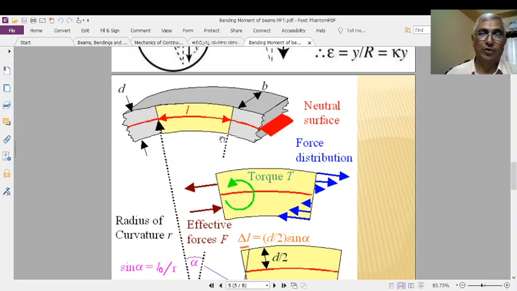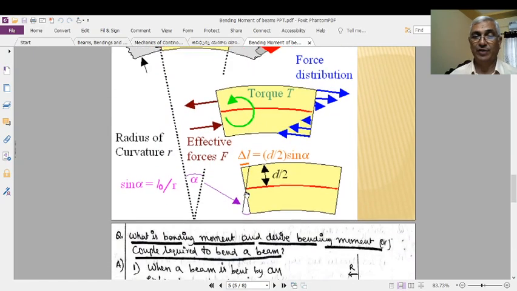The lowest layer gets the maximum force. This is the distribution of the forces from the neutral layer. These are uniformly varying forces. I hope you will understand here. Uniformly increasing forces in the upward portion, uniformly decreasing forces in the lower portion, with reference to the neutral layer.